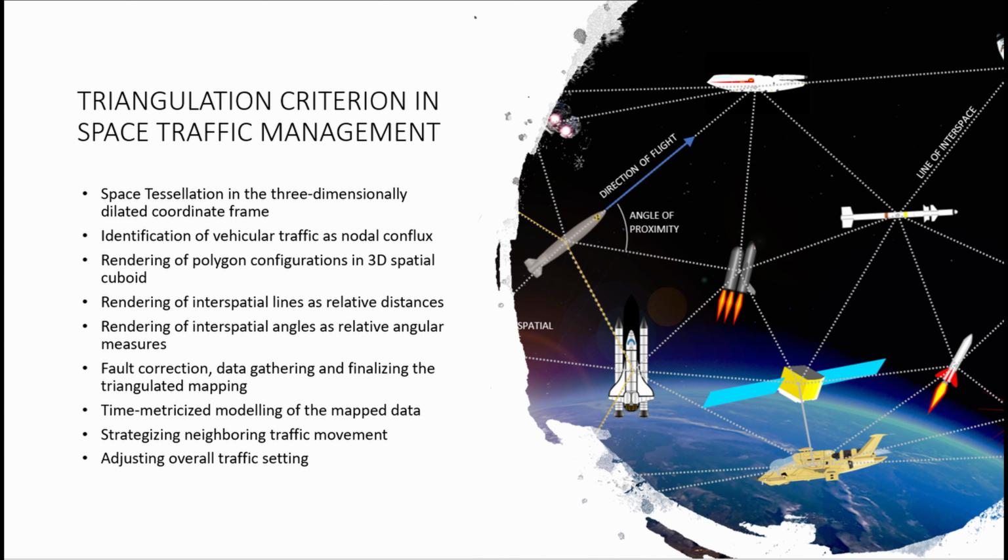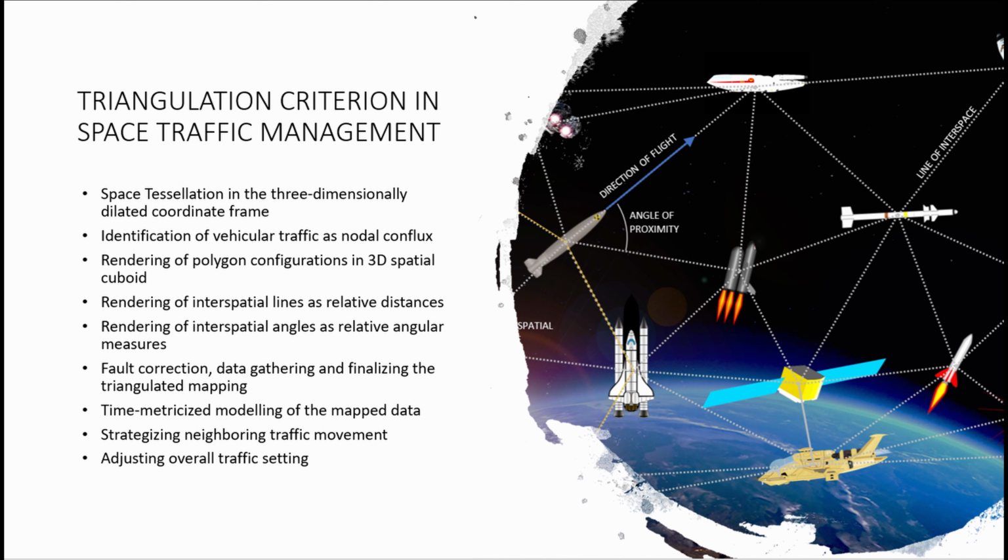And when triangulated mapping is done, time-matricized modeling of the map data would be employed. Then comes the strategizing of neighboring traffic movement, and finally the adjusting of overall traffic setting. So this is the main criteria for space traffic management. Now here's the image that shows the triangulation criteria in space traffic management.